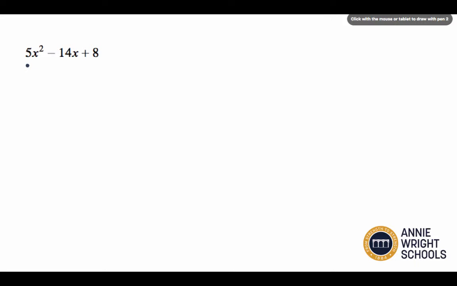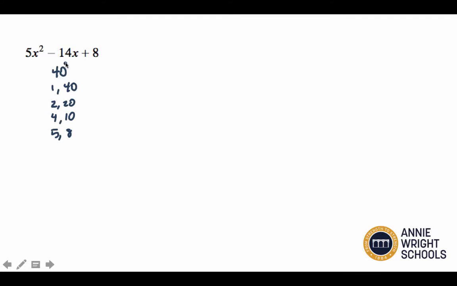So I'm actually going to start doing a combination of the 2 methods. 5 times 8 is 40. The factors of 40 are 1 and 40, 2 and 20, 3 no, 4 and 10, 5 and 8, 6 no, 7 no, 8 I've already listed. Now I'm going to find the factors of 40 that add to 14: 4 and 10.